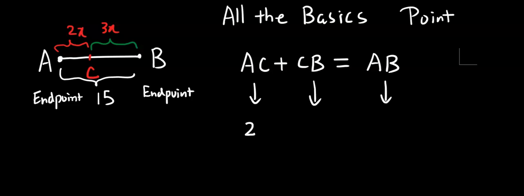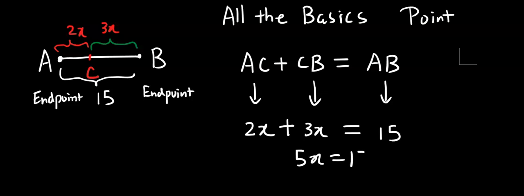AC says I am 2x. CB or BC says I am 3x. AB says I'm 15. Now add equal. Ooh, we got a beautiful equation here. 5x is 15, x is 3. You just solved for x.